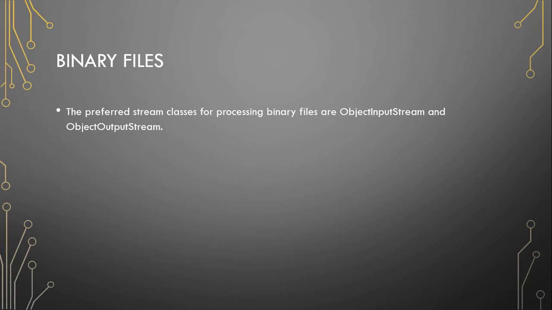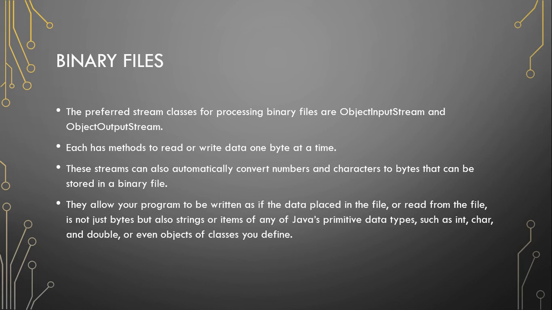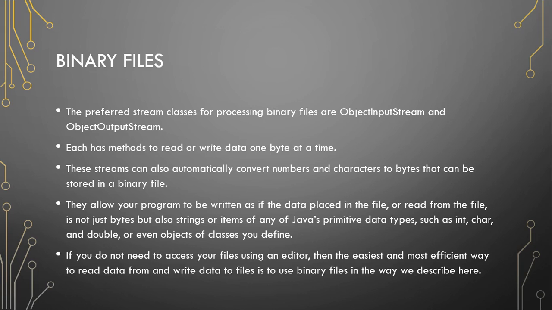Now, the preferred stream classes for processing binary files are ObjectInputStream and ObjectOutputStream. Each has methods to read or write data one byte at a time. Now, these streams will convert numbers and characters to bytes that can then be stored in a binary file. They allow your program to be written as if the data placed in the file or read from the file is not just bytes, but also strings or items of any Java primitive data types, such as int, char, and double, or even objects of classes you define.